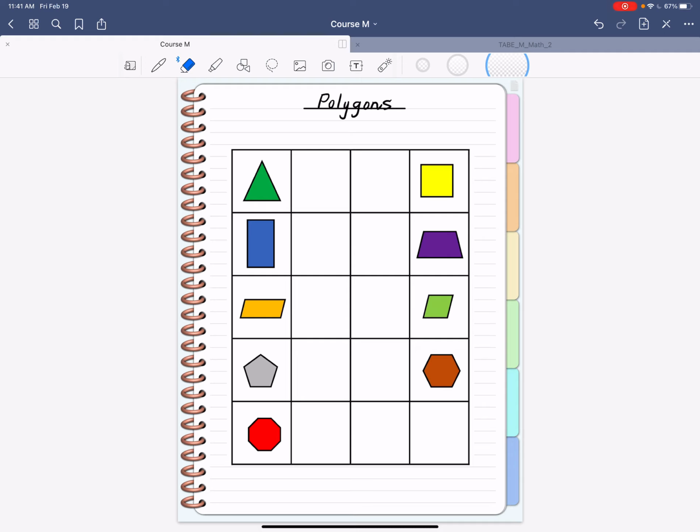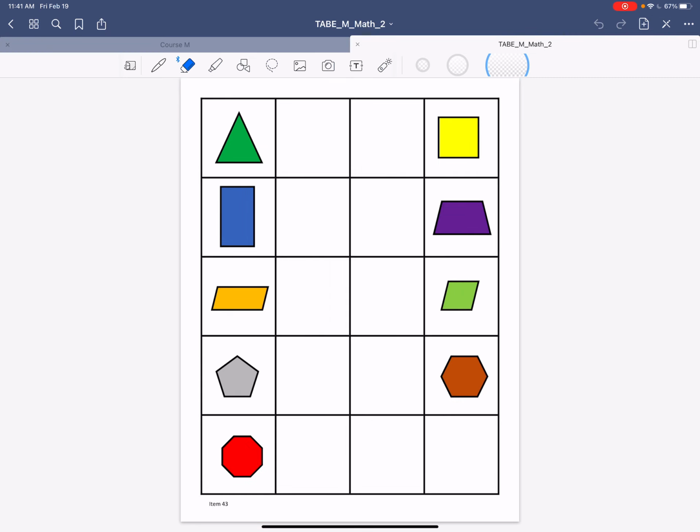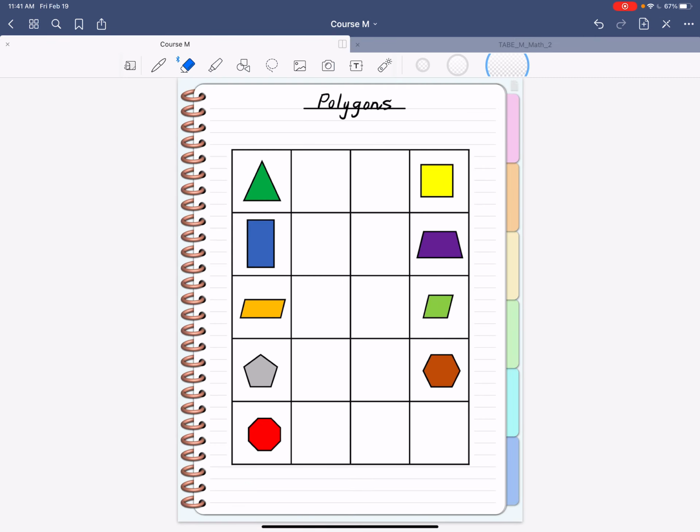In this video, we are going to be looking at polygons. So you need memory piece number 43, I believe. Yes, item 43. And we're going to put this on a page by itself. So if you want to go ahead and find a blank page, I would not glue this down yet. I don't want you to stick it down until we're ready.